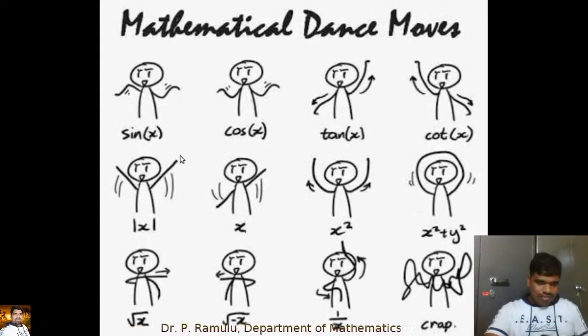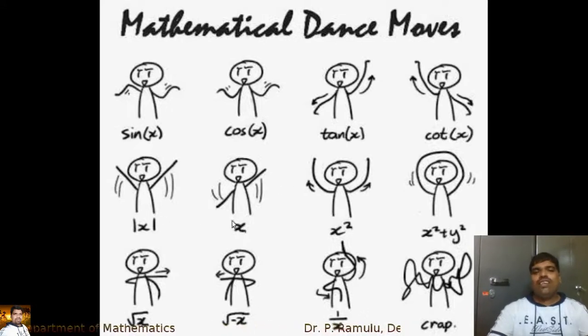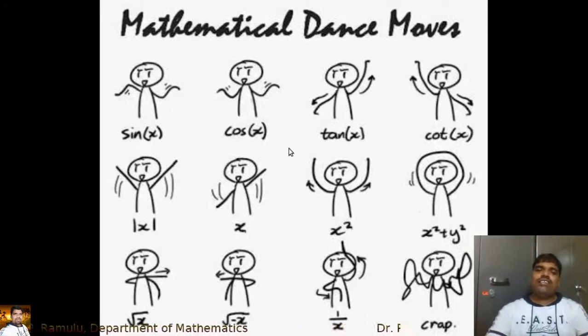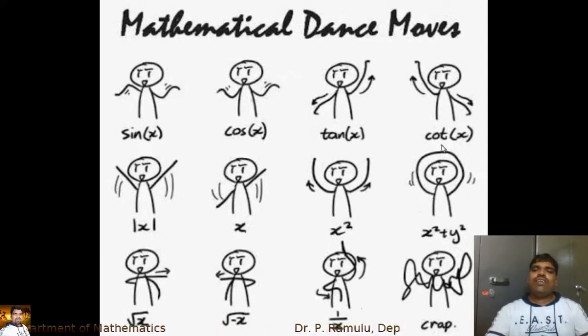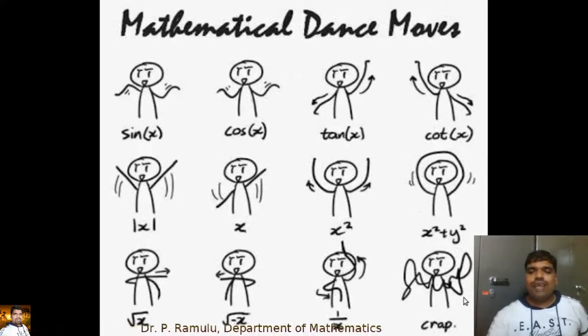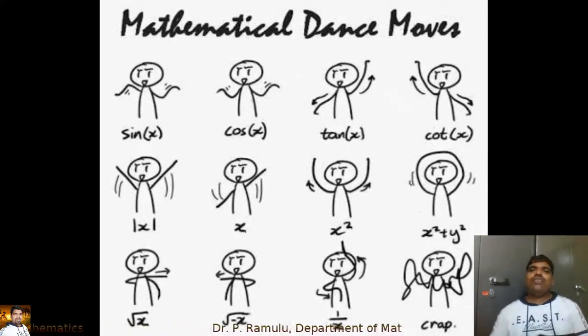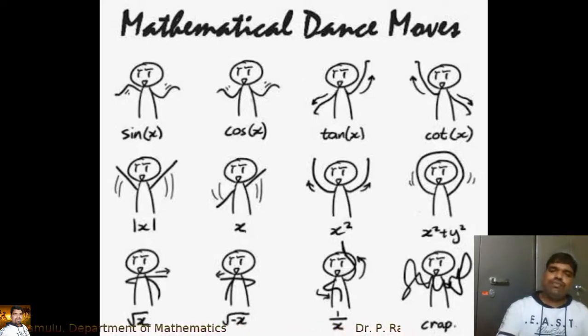This mod x is like this. The movement is like x size. Okay, so this is mod x and this is linear. It is like x size only. x squared is parabolic. So this is a circle. If you keep on like this, hands together, root x and minus root x, 1 by x, right, the cap, okay, all of those things. So these are the mathematical dance moves.